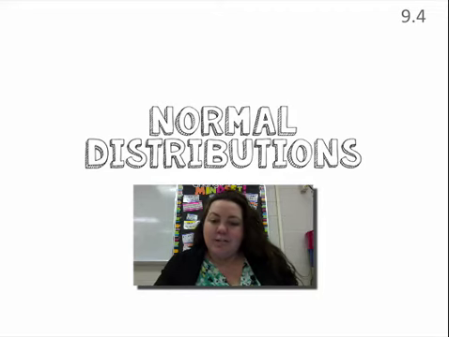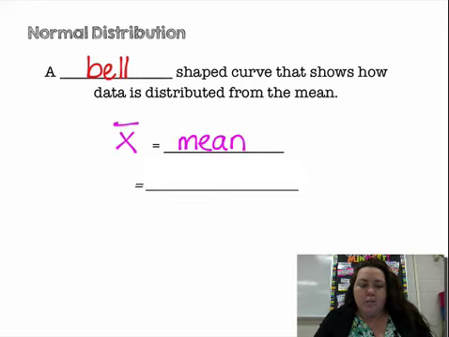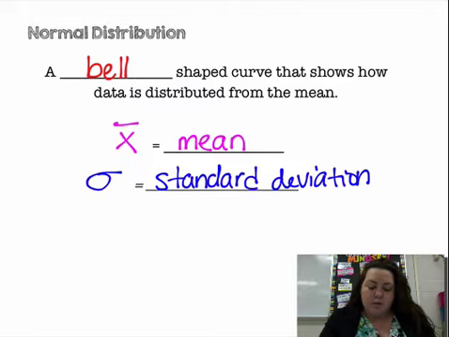Alright, in this video we're going to talk about a normal distribution. We've mentioned a normal distribution quite a few times already this unit. A normal distribution is a bell-shaped curve that shows how data is distributed from the mean. We have x bar, which is your mean, and sigma, the Greek letter S, which stands for standard deviation. Sometimes you might also see your mean as the Greek letter M, which is mu.